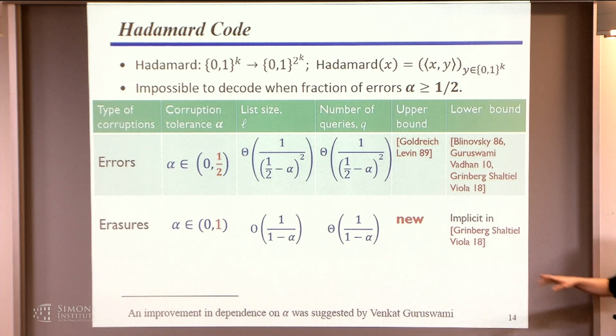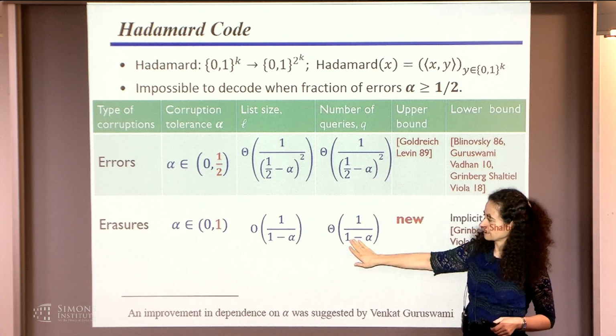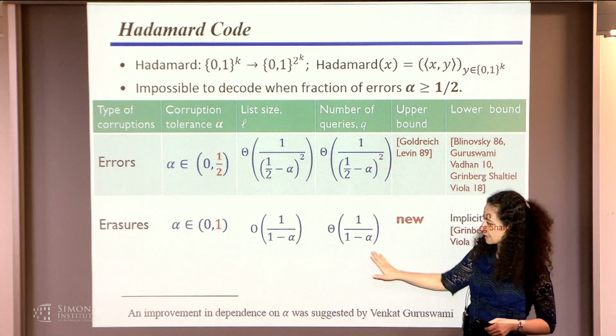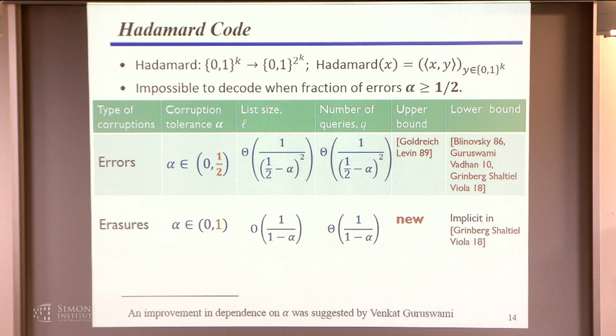And so notice that these are better dependencies here than here, so there's no square. And so there's an improvement in dependencies. In erasure, you know that you're given a faulty query, and in the errors, you don't know which queries are faulty. Yes. So that was the original hope, that you can get lots of advantage from it.